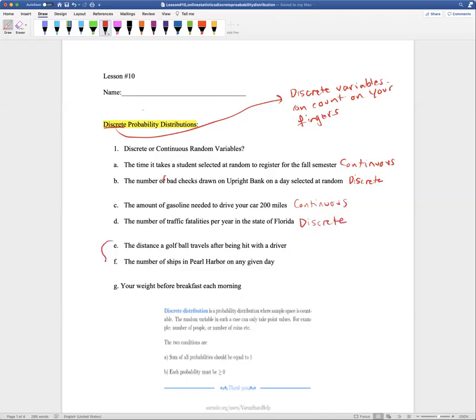Take a look at E, F, and G. Pause it right now, take a look at these three and see if you can figure out if these guys represent continuous or discrete random variables.